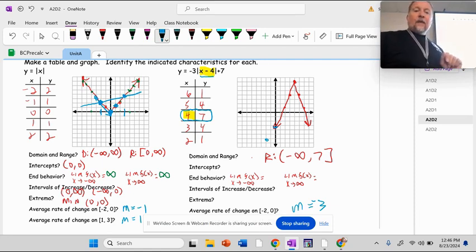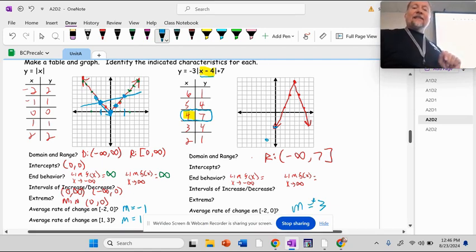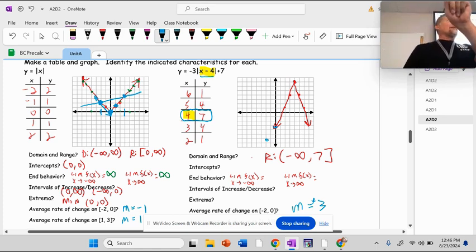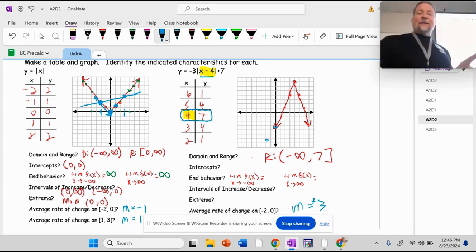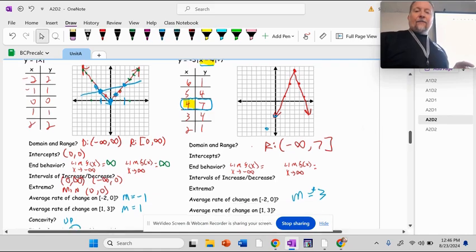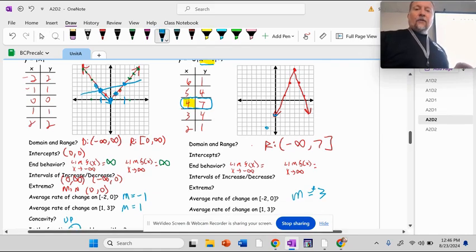But then, I'm sorry, my bad, dogs. Isn't that a positive slope? I heard someone hiccup over there. All right? You got it. You're right.